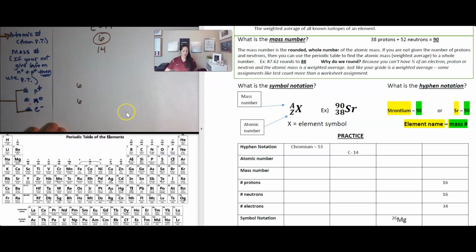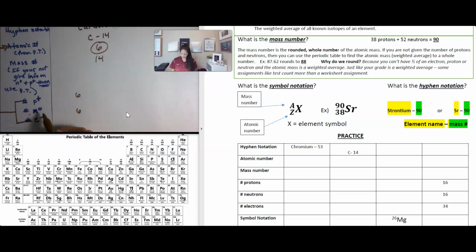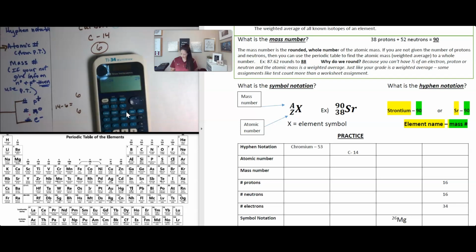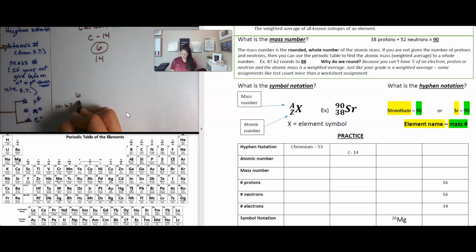For our neutrons, we have to do a little bit of math. So 14 minus 6, you can put it in your calculator, do it in your head, but 14 minus 6 gives us 8. So we have 6 protons, 8 neutrons, and 6 electrons.